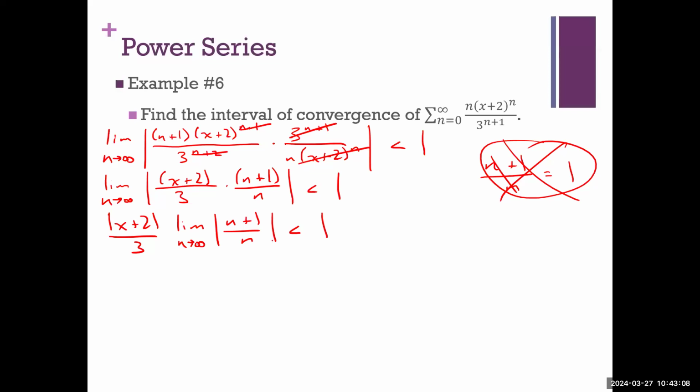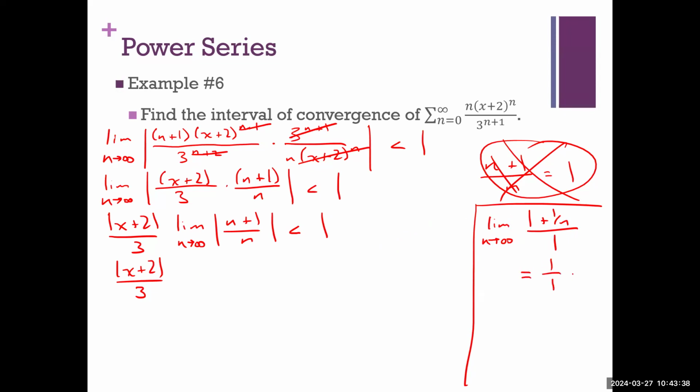Yeah. Does it go to 1? Why? Multiply the top and bottom by 1 over n and you get 1 plus 1 over n. So this is an equivalent limit. If I divide through by n, you get 1 plus 1 over n. You can see that comes out to 1. So now I get the absolute value of x plus 2 over 3 less than 1.